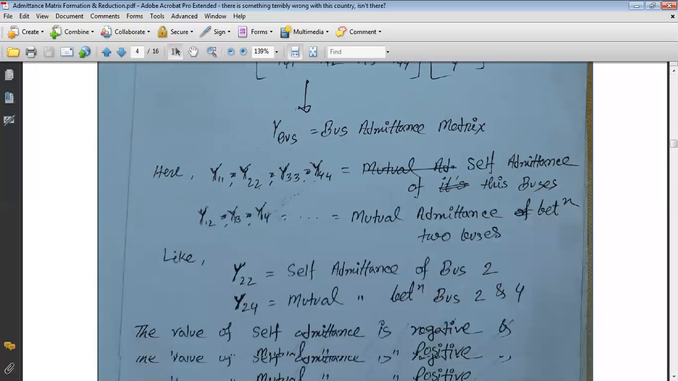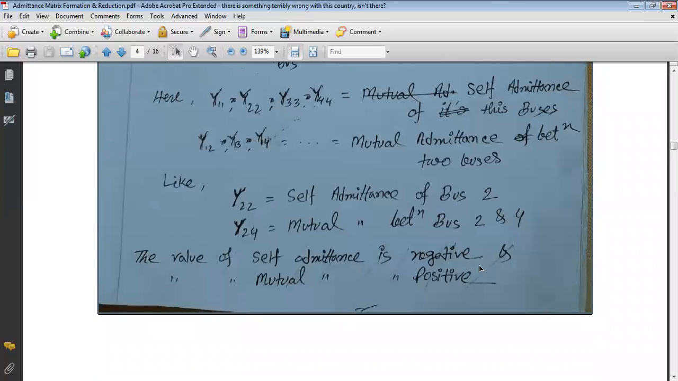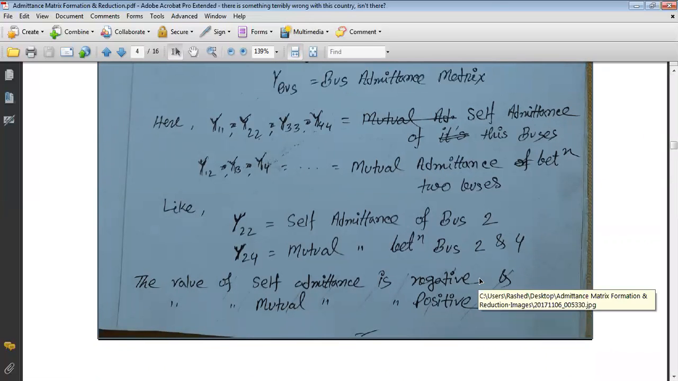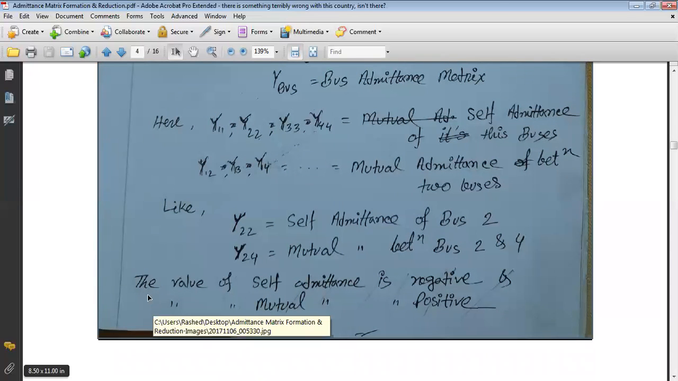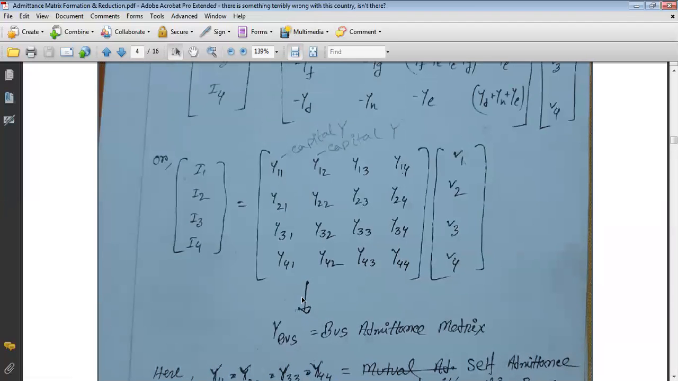Now, the value of self-admittance is negative and the value of mutual admittance is positive. So you don't need to think about these two lines right now, because if you think about these two lines right now, maybe you will be confused. You will understand the meaning of these two lines once you finish this lecture. Automatically you will understand these meanings. So now just ignore these two lines.